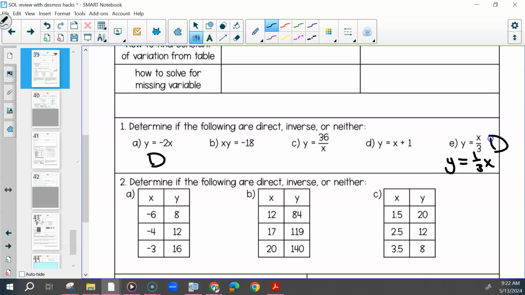Catherine, which one's in 2? A and B. So for these, you can either use the rule, try to find k, and see if it's the same. You can put them into Desmos and see what the graphs look like.